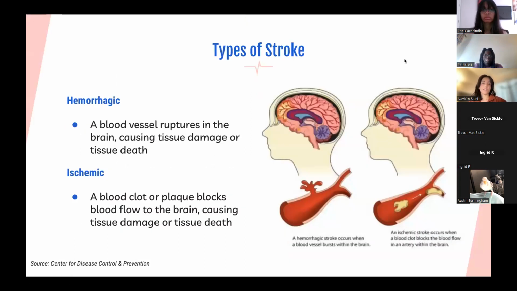When we look at the different types of stroke, we can see that there are two main types. There is the hemorrhagic, where a blood vessel ruptures in the brain and causes tissue damage or tissue death, and the ischemic, where a blood clot or plaque blocks blood flow to the brain and causes tissue damage or death. Both types of stroke are quite similar, but we can see from these diagrams that with the ischemic stroke, there is a blood clot that is caused by plaque.